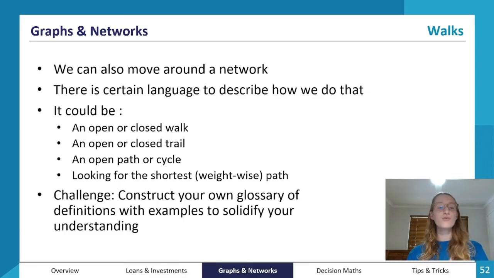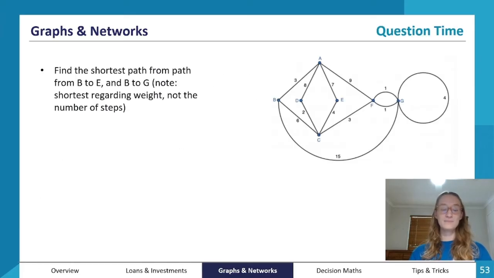We have open and closed walks, open and closed trails, open path, we have cycles. We can look for the shortest path weight-wise. There's all of these different things we can do, all of these different ways we can move around a graph or a network. And my challenge for you is to construct your own glossary of definitions with examples to solidify your understanding of these differences, because we're not going to go through them today. So make sure you get that clear in your mind, because that can be really good easy marks for short answer or multiple choice questions in an exam.